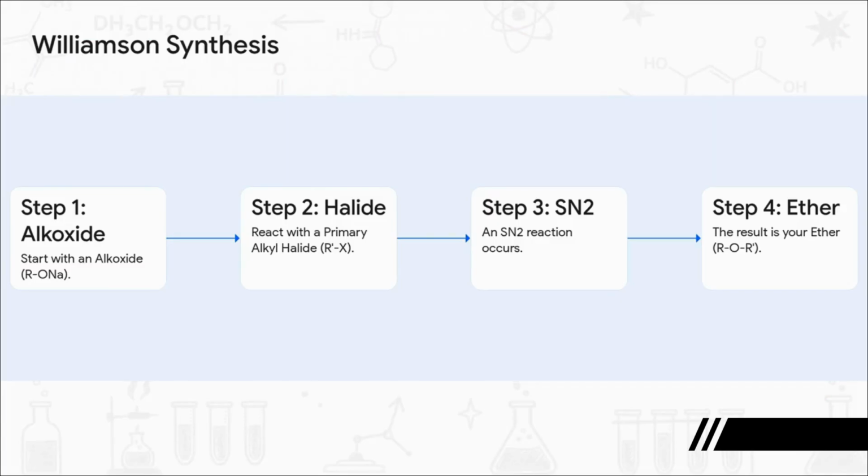And now for the superstar of the show, the Williamson Ether Synthesis. I cannot stress this enough. This is the single most important reaction you need to know for making ethers. You will see this on your exam, guaranteed. At its heart, it's just a classic SN2 reaction. You take an alkoxide, it attacks a primary alkyl halide, and bam, you've got yourself an ether. Let's walk through it step by step.